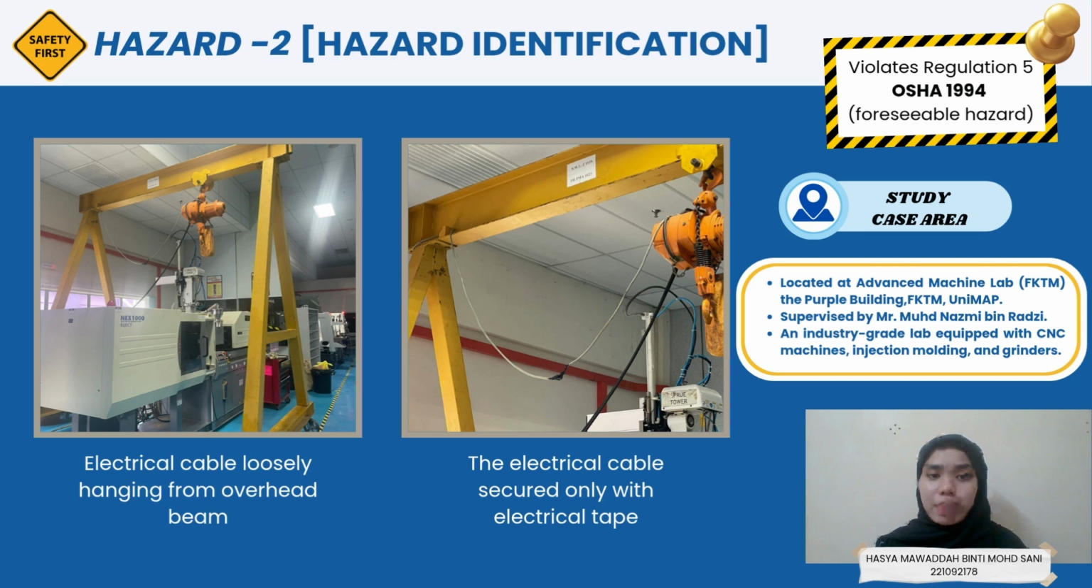Assalamualaikum and hi everyone. For hazard 2, our group identified a loose electrical cable hanging from an overhead beam in the advanced machine lab as shown in the photo here. It is only secured with black electrical tape and placed near the injection molding machine, and it's clearly a foreseeable hazard under OSHA 1994. This area is busy with heavy student activity, so proper cable management is crucial to avoid unwanted incidents.